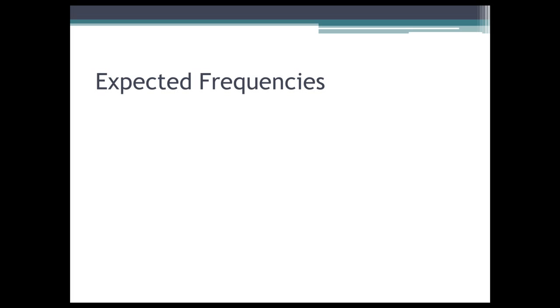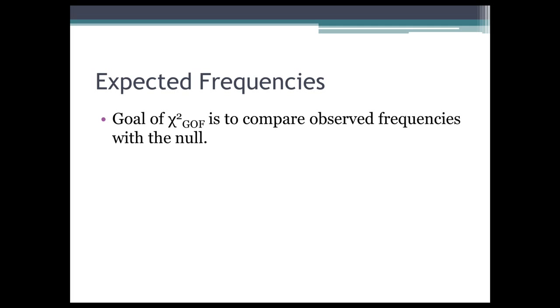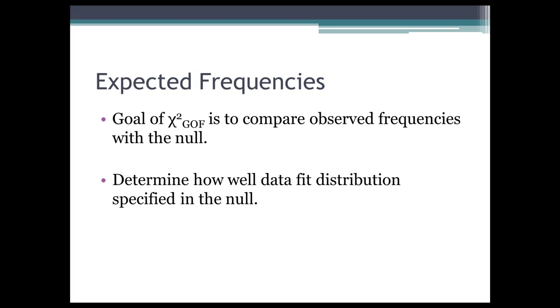And what are expected frequencies? So the goal of the chi-square goodness of fit test, or the chi-square GOF, is to compare observed frequencies, which is the data you collect, with the null. And with that said, you need to determine how well the data fit the distribution specified in the null. So whatever your null states as what should be the distribution of the data.